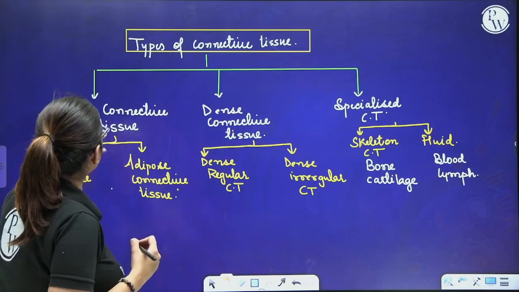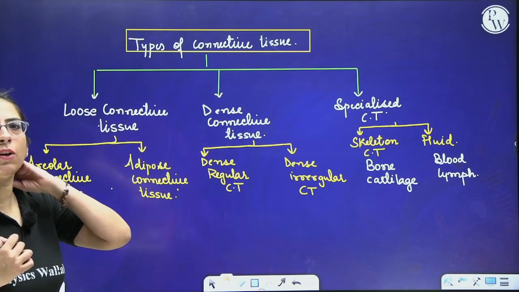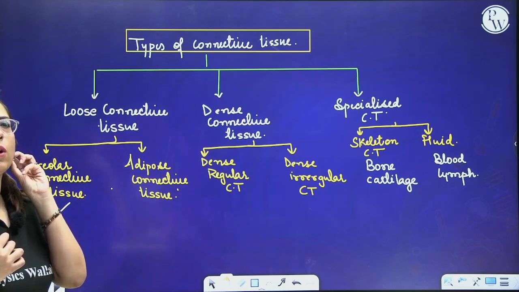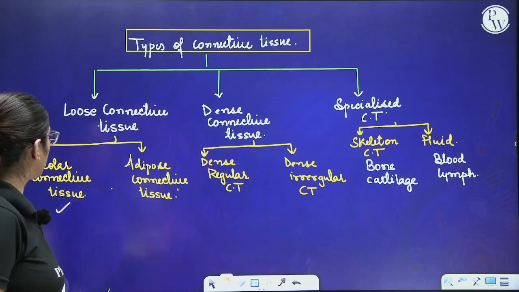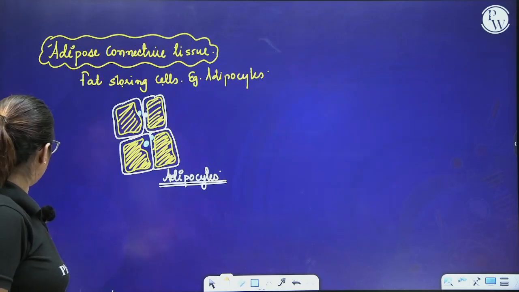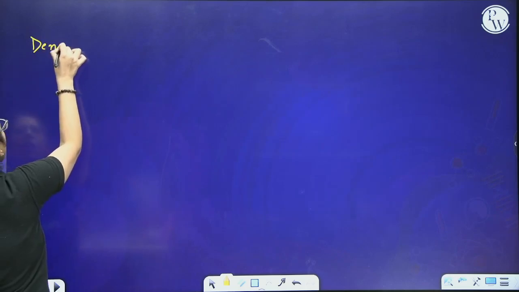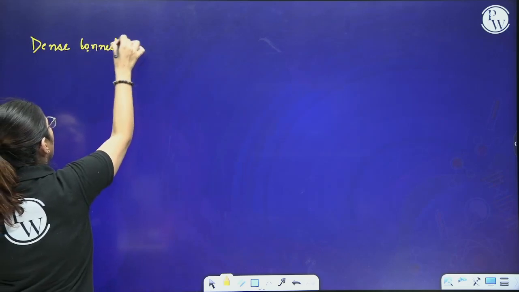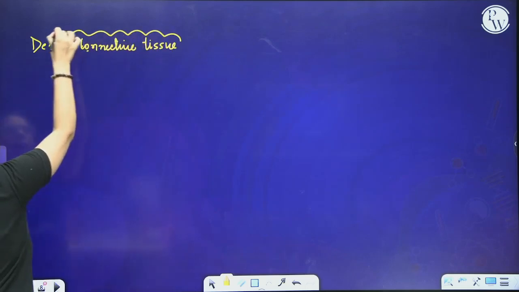So with this we have completed your loose connective tissue, areolar and adipose, right? So both these things are done. Hope they are very much clear to you. Now can we proceed further? Let's talk about the next one, which is another type of connective tissue, the dense connective tissue. Dense connective tissue. So loose is done, dense.